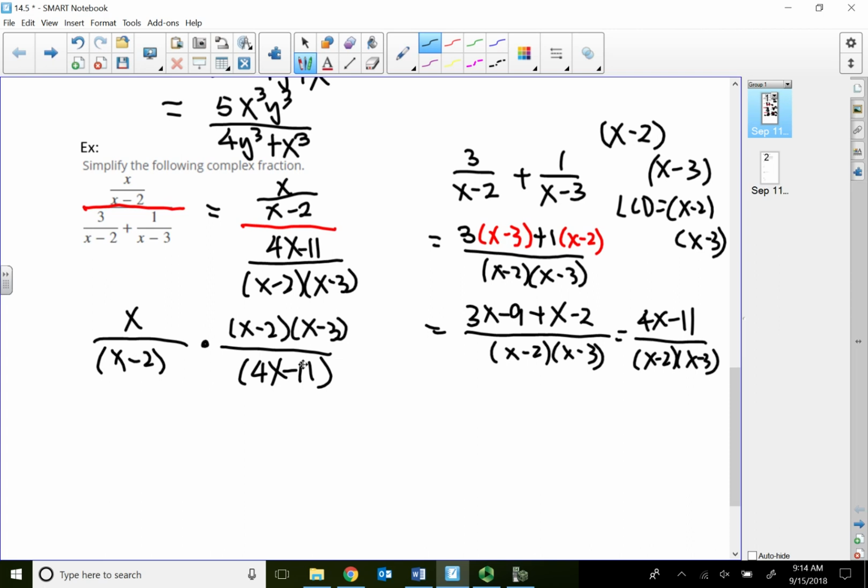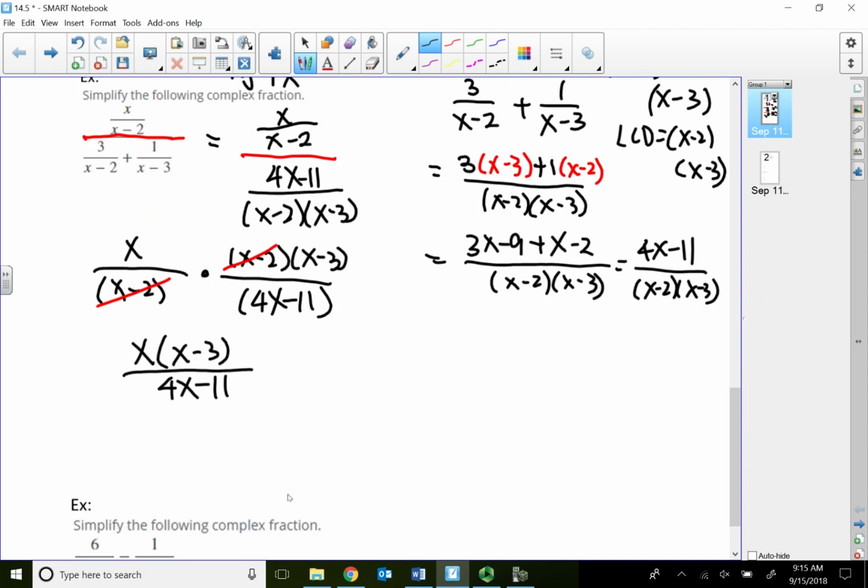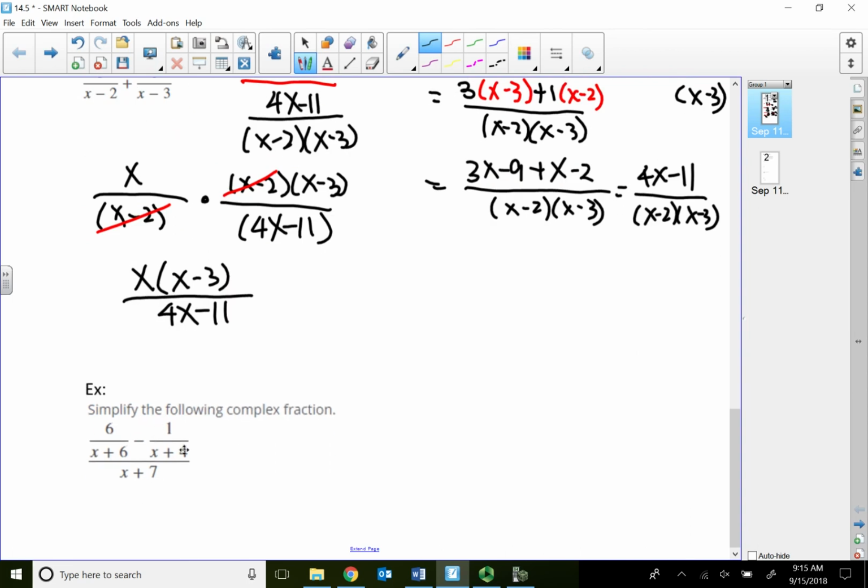So the only common factor top and bottom that can be reduced is actually the x minus 2. So this x is still x times x minus 3 on the top, over 4x minus 11. Since there are no other factors in front of the parentheses for the 4x minus 11, I just take it off. I don't really have to have it. So that's my answer. Okay, simplifying our complex fractions.